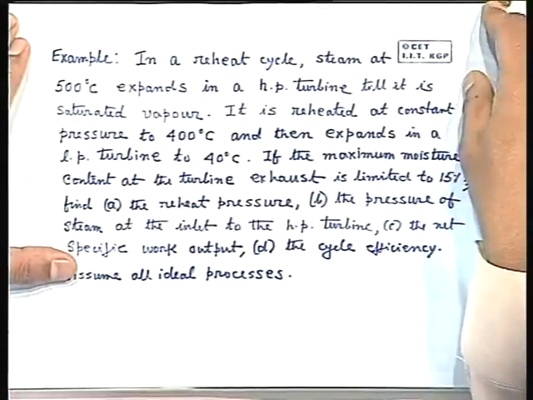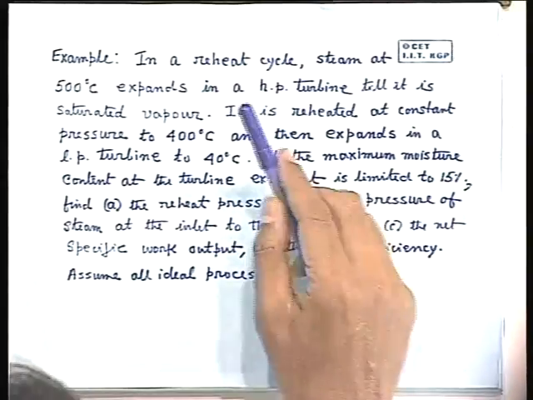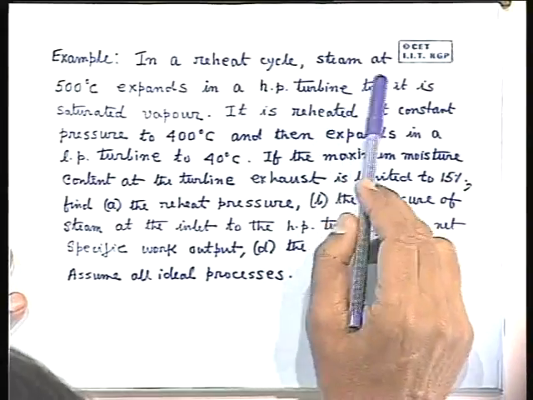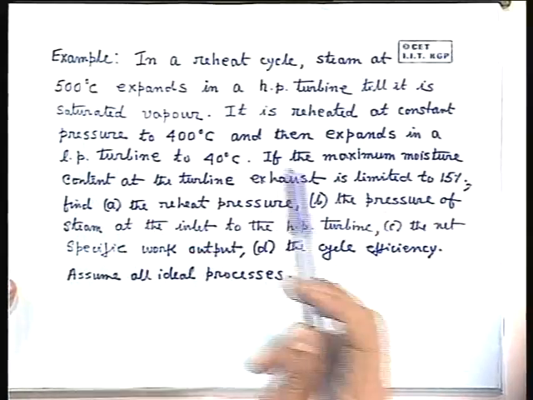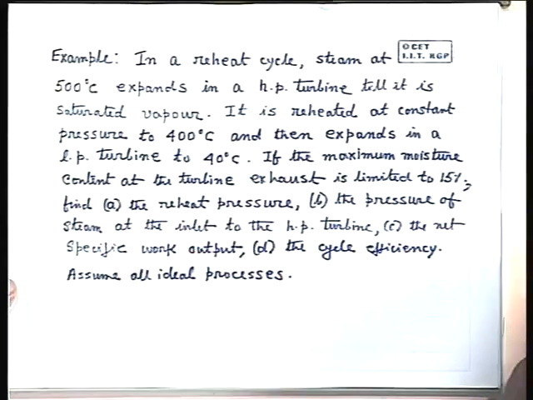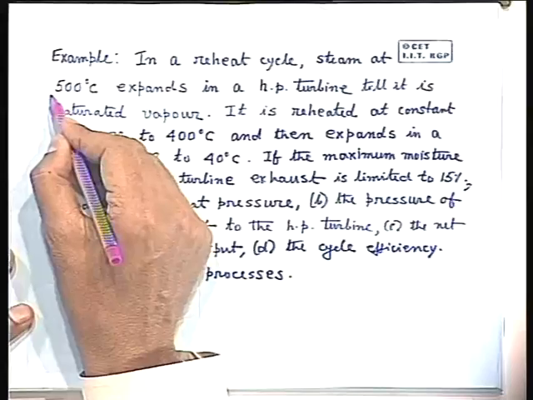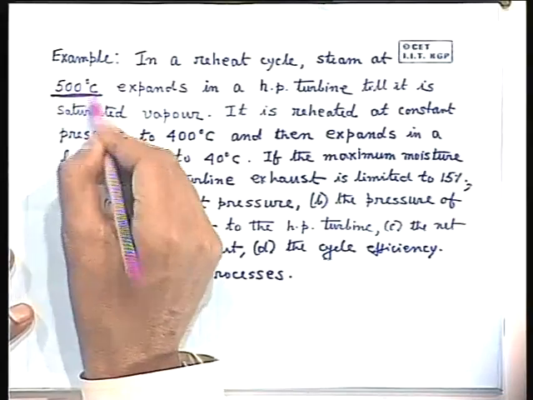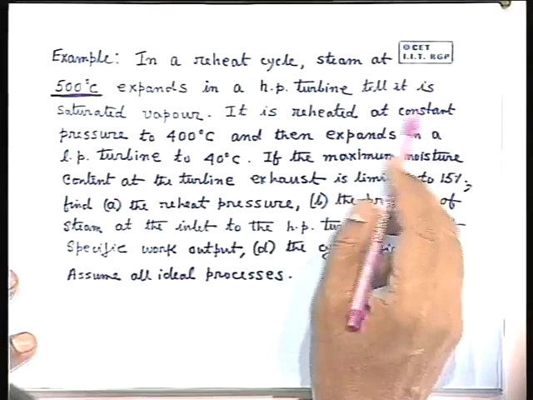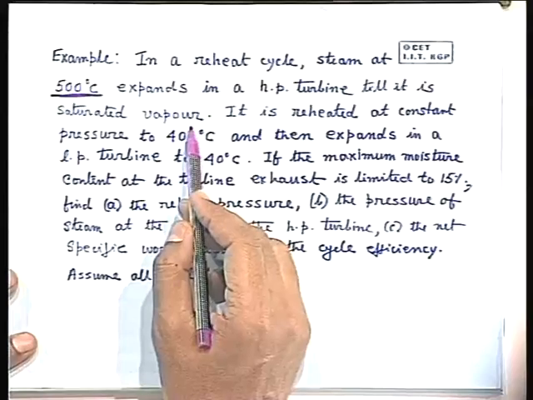So as a continuation of that, today we will first solve a problem and then I will go to another aspect, regeneration. This example will clear that thing. In a reheat cycle, steam at 500 degrees Celsius expands in an HP turbine. So only the steam temperature is given, not the pressure, till it is saturated vapor.